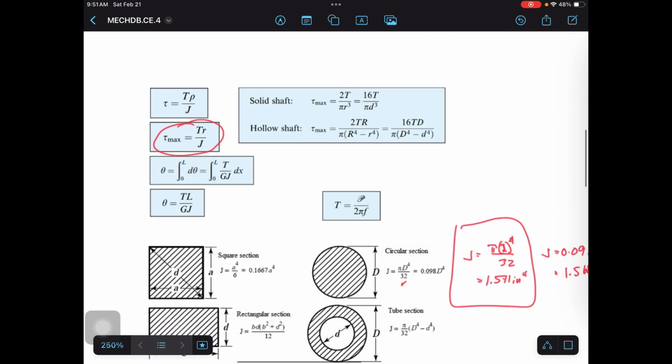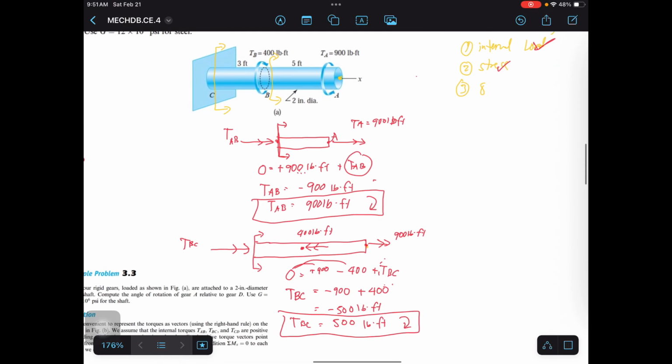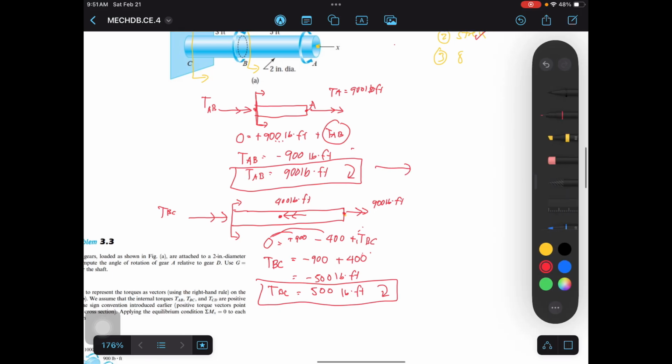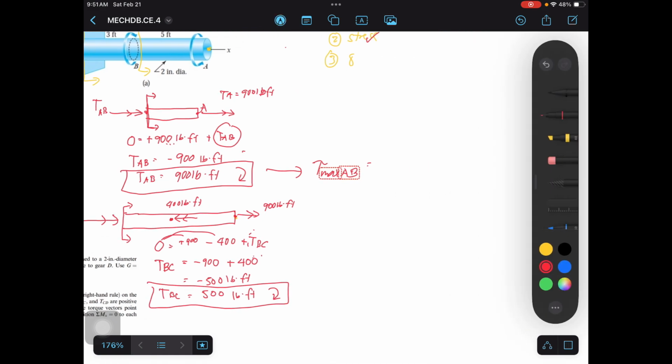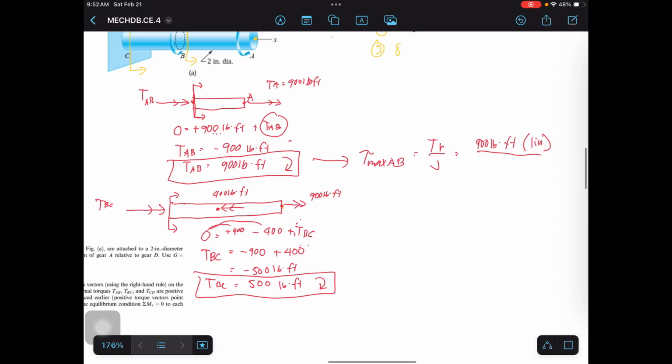So, what's the formula for tau max? It is equal to the internal torque times radius over J. So, let's get the stress first for AB. The maximum torsional stress for AB is equal to the torque. Write the formula, TR over J. Our torque for this one is 900 pounds-feet times R, which is 1 inch because the diameter is 2 inches. That's R. And then J, what's our J? 1.571.